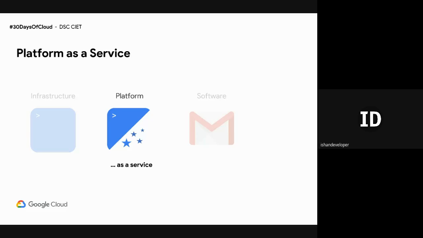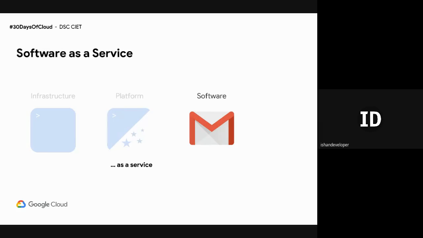Some of the examples include Google App Engine and other stuff. Actually, if I say more things about these services, you will get confused as a beginner. There's so much to learn. In GCP, there are more than hundreds of services. So let's not talk about all of them. Now next part is software as a service.